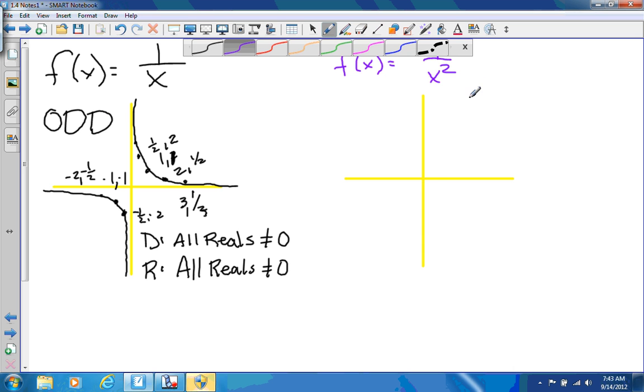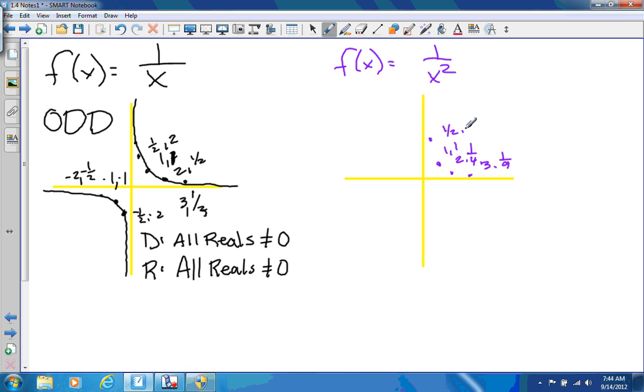Moving on to 1 over x squared. Again, you cannot divide by 0. We will still have the coordinate 1, 1. If you substitute a 2 in, you will get a fourth. If you substitute a 3 in, you'll get a ninth. If you substitute a half in, you'll get 4. And if you substitute a third in, you'll get 9. So our graph will look like so.